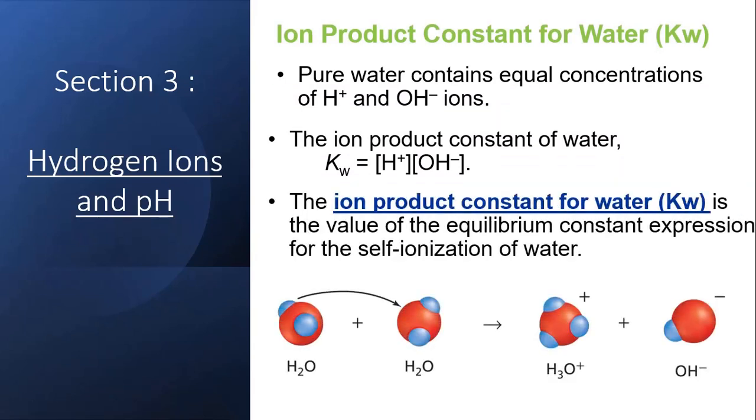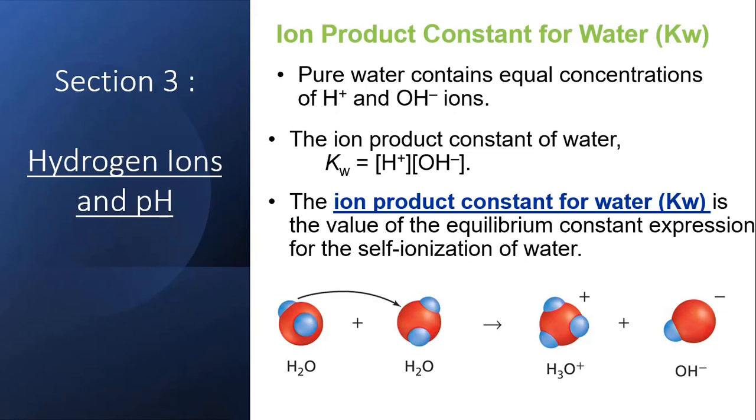So what is Kw? Kw is the ion product constant for water. You remember that K equilibrium talks about the constant of equilibrium. Here we have the ion product constant for water. This is why we call it Kw, because it talks about water. Pure water contains equal concentrations of H positive and OH negative. So the concentration of H positive equals the concentration of OH negative in water. This is why we call it neutral. And we will see later on why the pH of water equals 7.